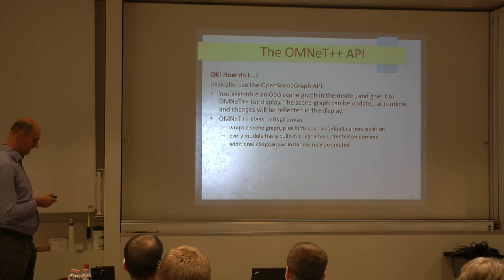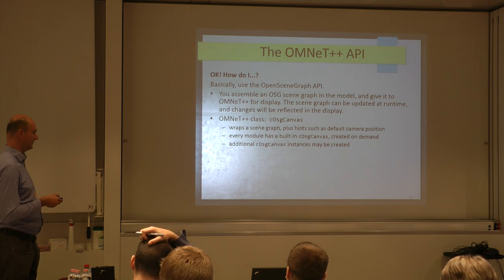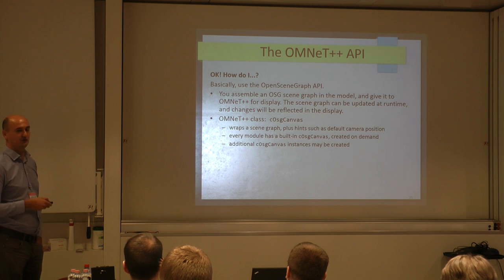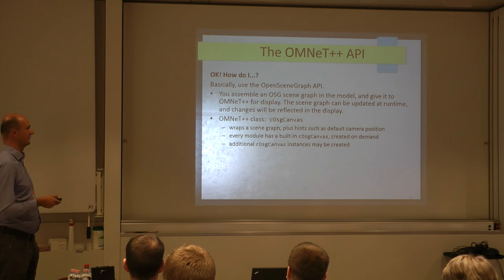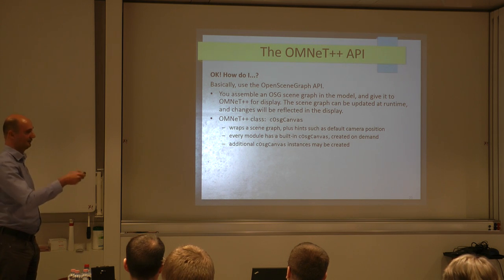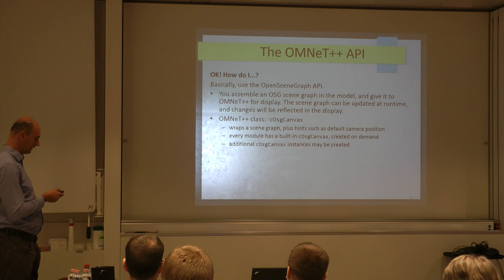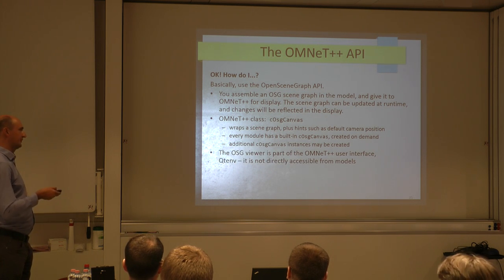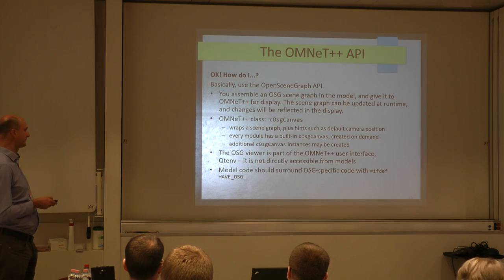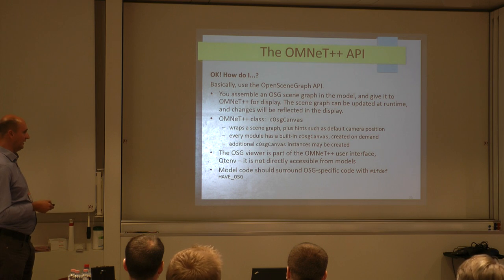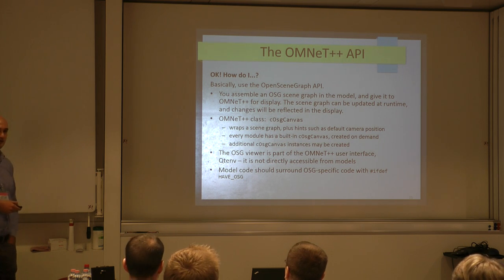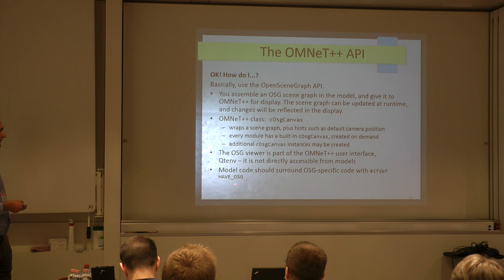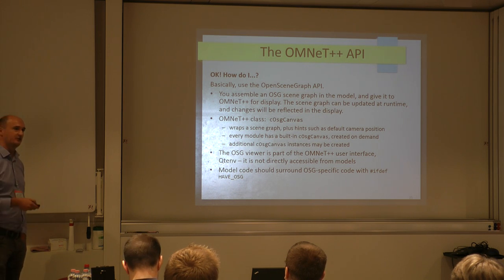And every compound module, actually every module, does have a built-in OSG canvas, which is not instantiated if you don't use 3D, but when you call getOsgCanvas, it will be created and it will also be visible in the graphical environment. But you can also create additional canvases, so you can have as many 3D scenes as you want. And the viewer is built into the OMNeT++ user interface, as we have seen. Yes, and as OpenSceneGraph is an optional dependency of OMNeT++, it's probably a good idea to surround your code with an ifdef HAVE_OSG so it compiles even if OpenSceneGraph is not available.